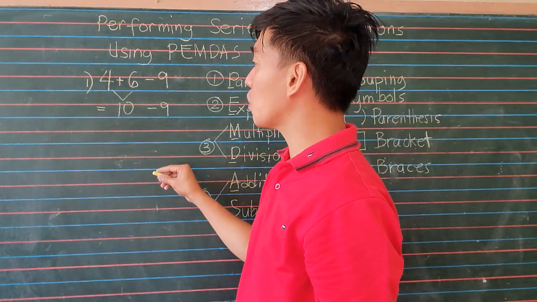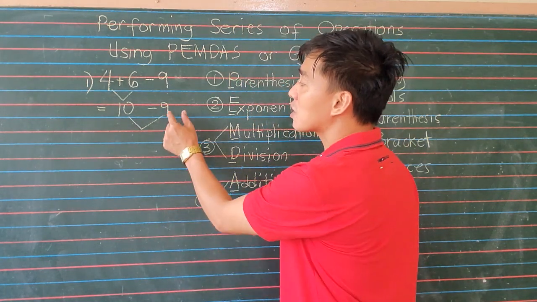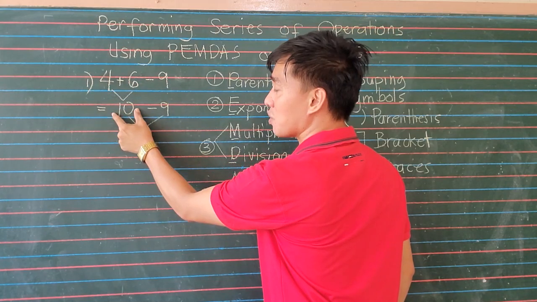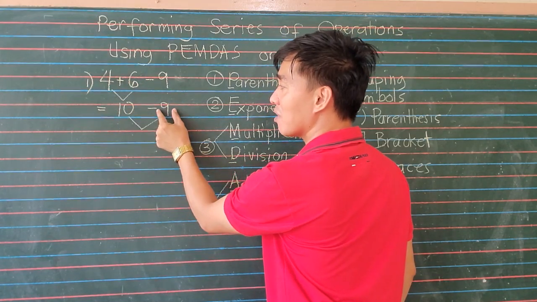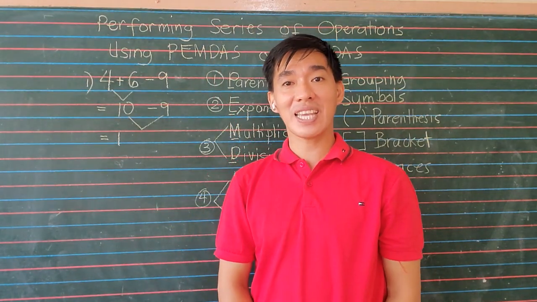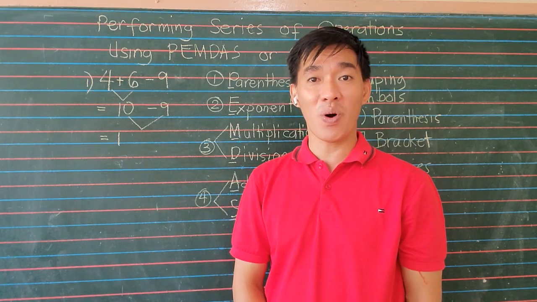Next thing that we have to do is after the addition, that's the time that you will subtract. You subtract 9 from the sum of this 4 and 6, which is 10. So 10 minus 9 is equal to 1. So, who got the correct answer for item number 1, which the answer is 1?